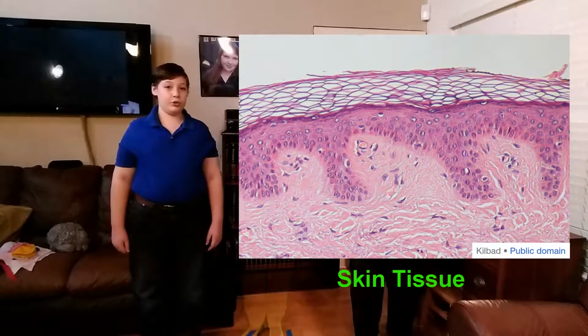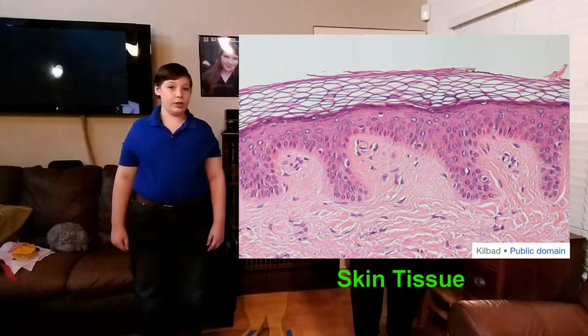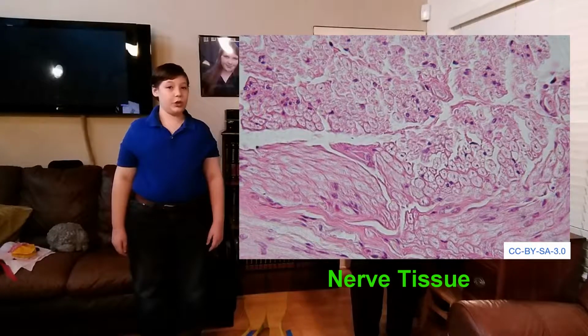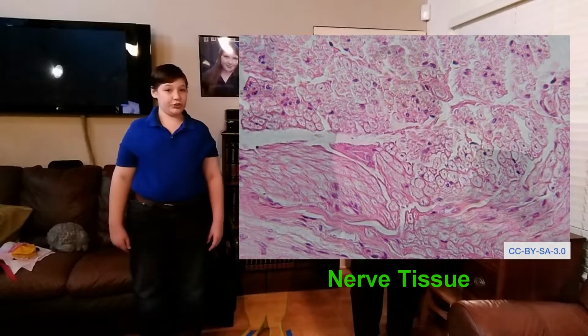Skin tissue is made of 2 layers. The epidermis is composed of dead cells, and the dermis contains living cells. Nerve tissue is composed of cells called neurons. These cells both send motor signals and receive sensory signals.